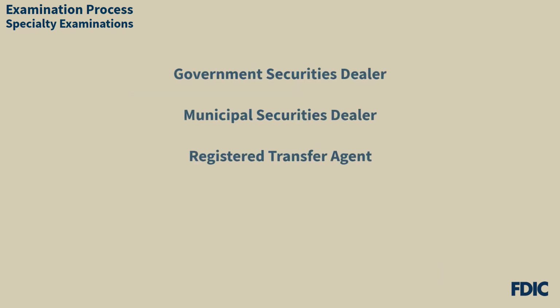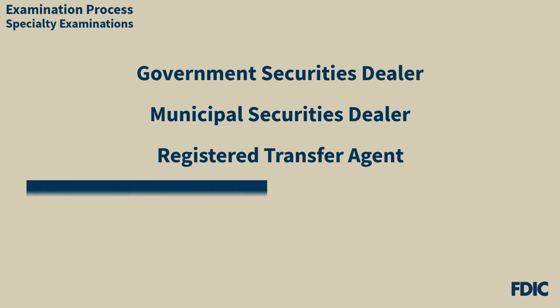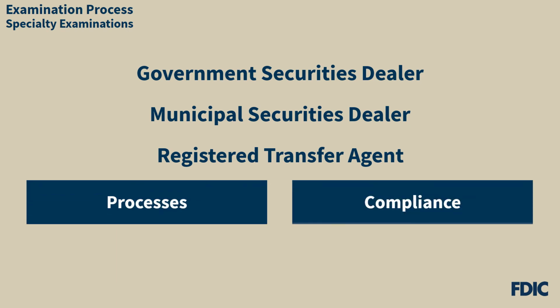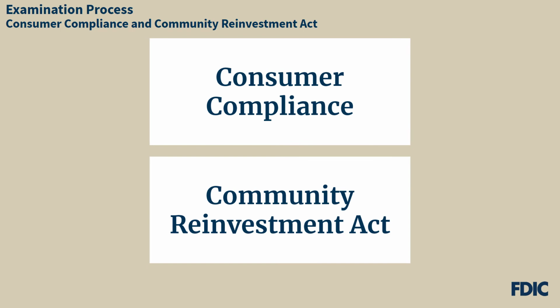We also conduct examinations of the small number of banks that serve as a government securities dealer, a municipal securities dealer, or a registered transfer agent. The purpose of these examinations is to ensure processes are established to maintain compliance with applicable laws and regulations governing these areas. Separate ratings, also on a scale of 1 to 5, are assigned for each of these examinations. Now that we've covered specialty examinations, let's talk about Consumer Compliance and Community Reinvestment Act, or CRA, examinations.